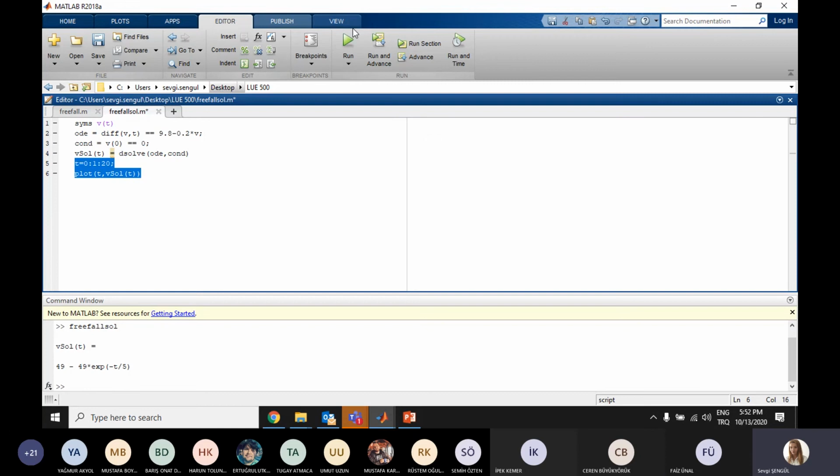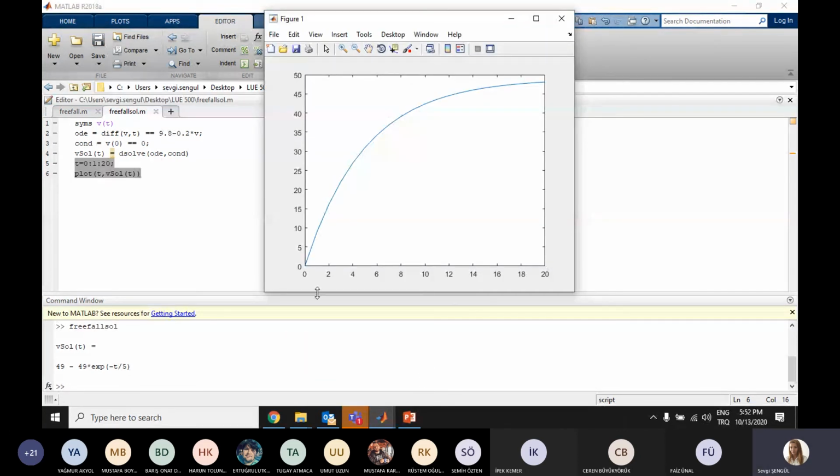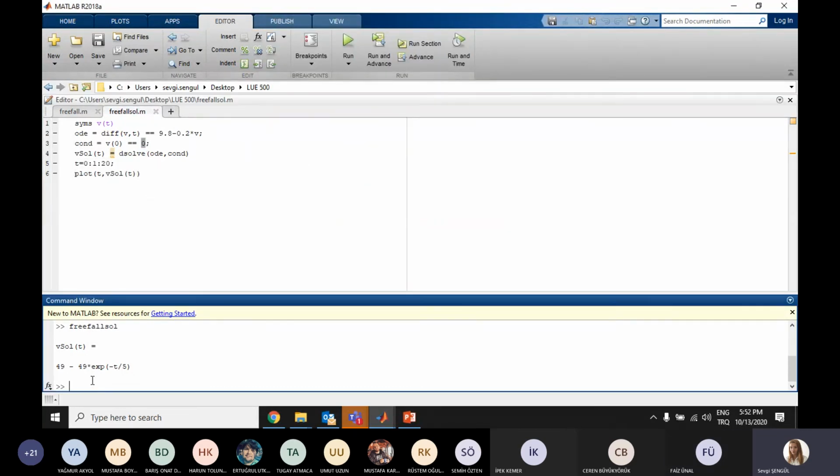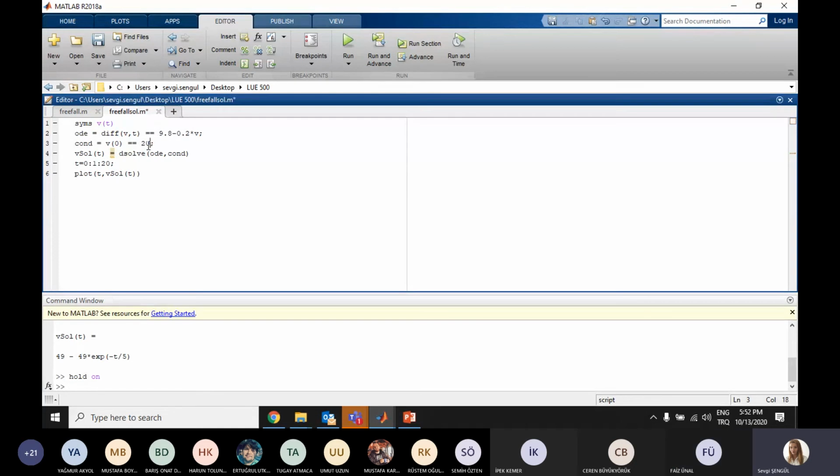If I open that one and run, it will plot the solution if it starts with 0. You can put different initial conditions. Let me put hold on here, so that I can plot the same things again. Let's say our initial velocity is 20. Oh, not here, sorry. I will change it in there, 20. I'm changing the initial condition.